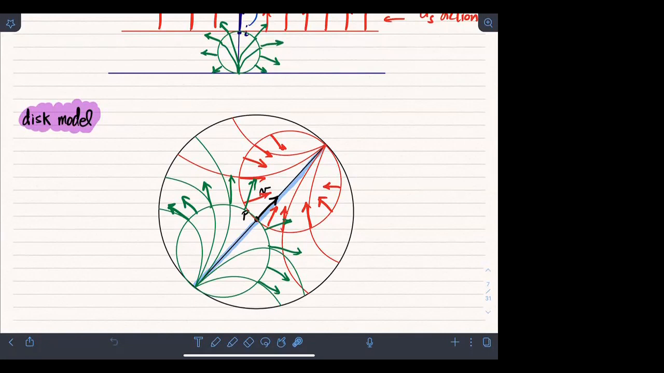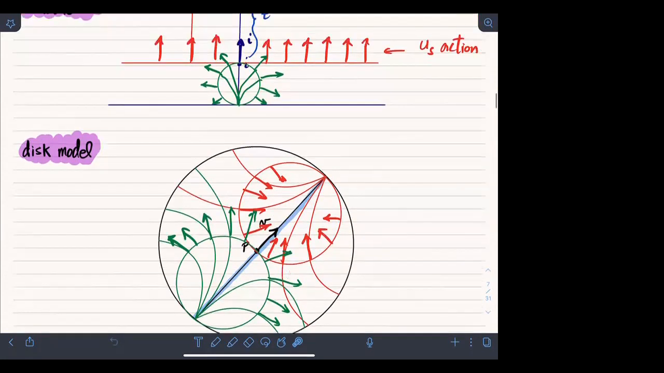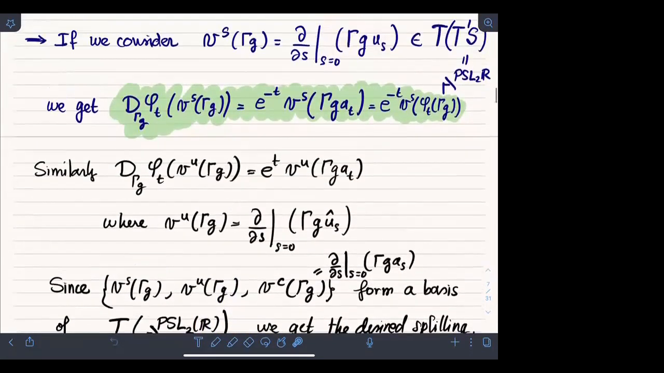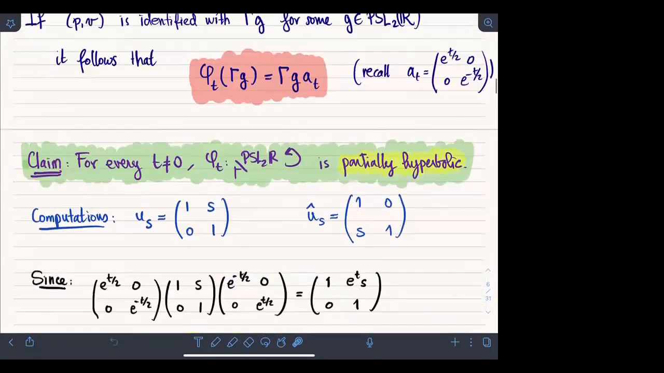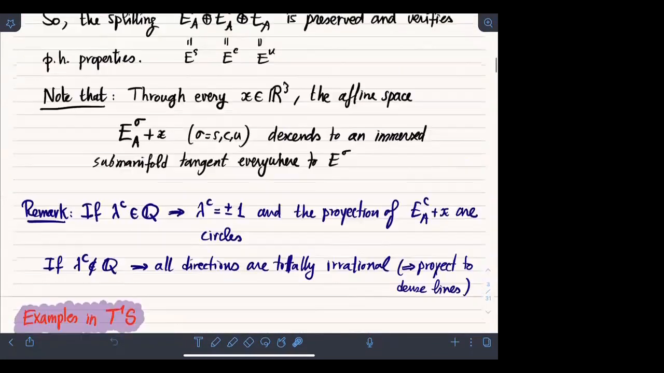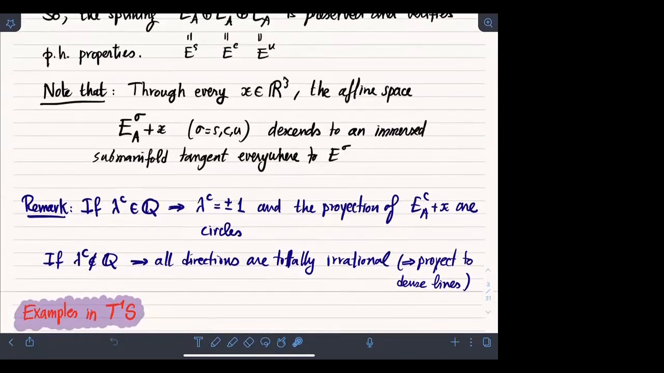I have again a question. It may be silly, but when you said lambda C was equal to 1 or minus 1, we have that lambda U and lambda S are irrational. Is this for any dimension, or just for dimension 3?